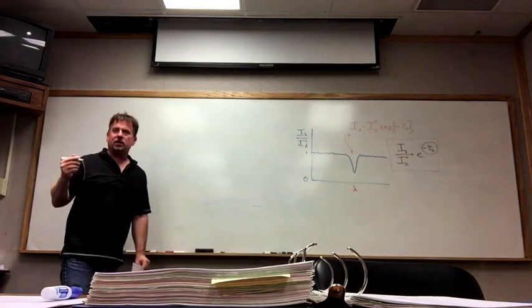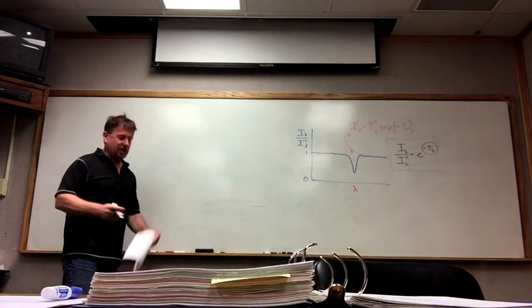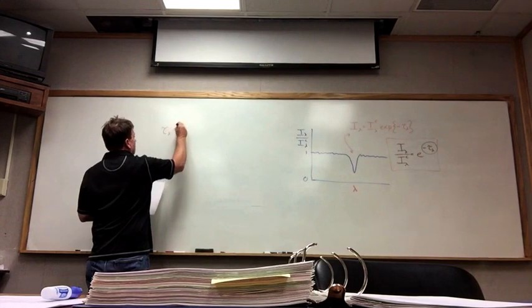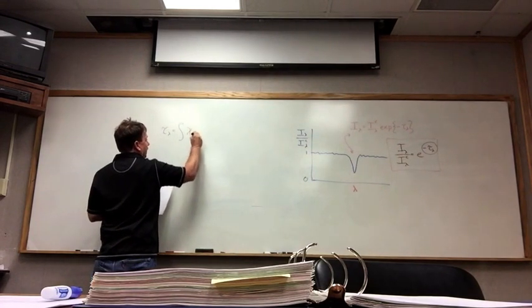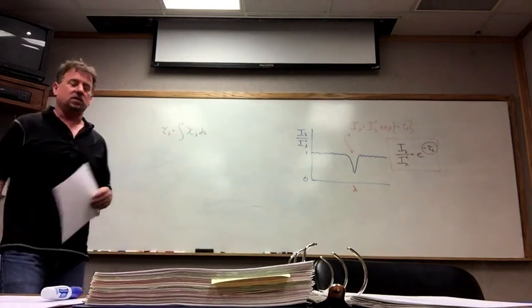Again, this is one of those things that I didn't discover until I was with my PhD for several years, how easy this is to write down. But we're going to start with tau of lambda is equal to the opacity integrated over the path length that the light travels through the gas.